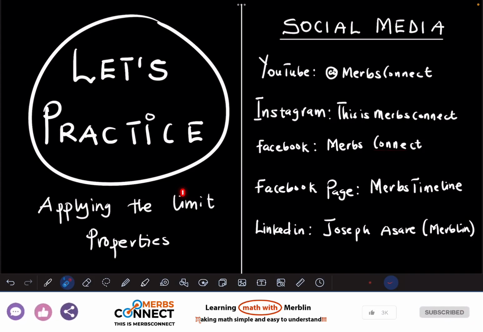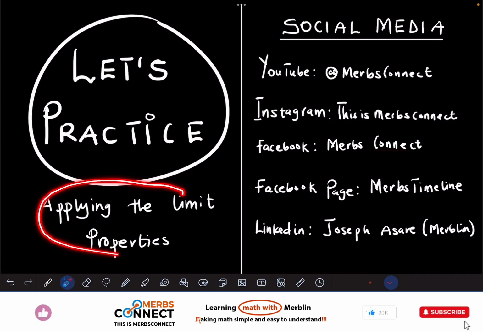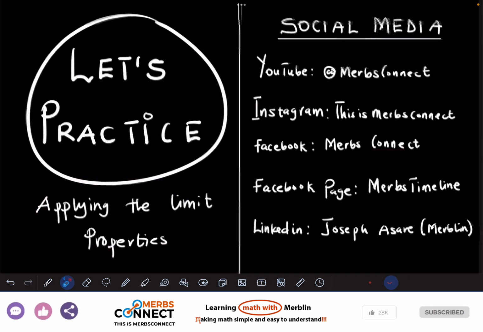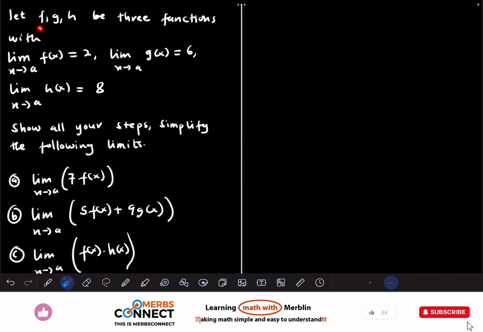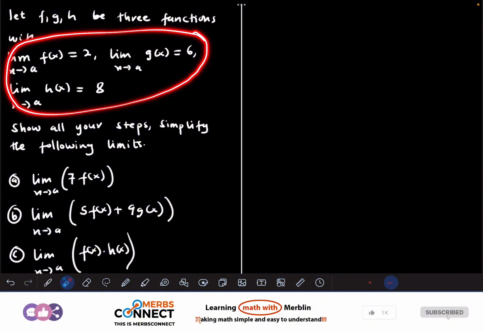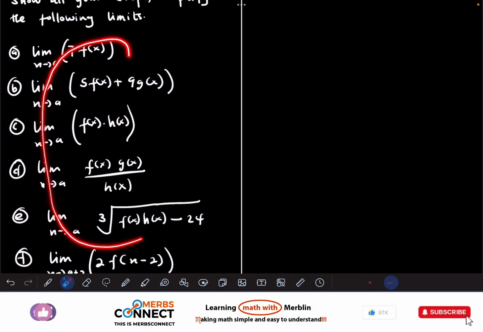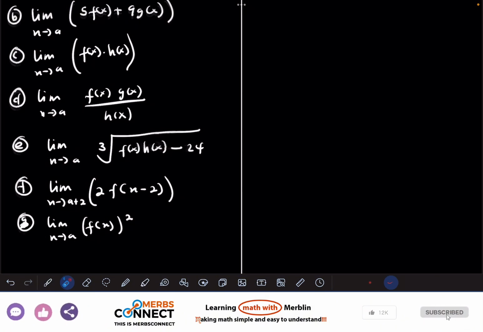And in this video, we are going to apply the limit properties. Let's jump right in. So now let's assume we have f, g, and h, and the limit as x is approaching a of f of x is 2, g of x is 6, and h of x is equal to 8. So now we are going to use this information to solve these by applying the limit properties.